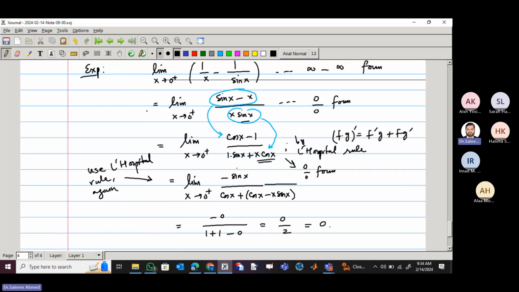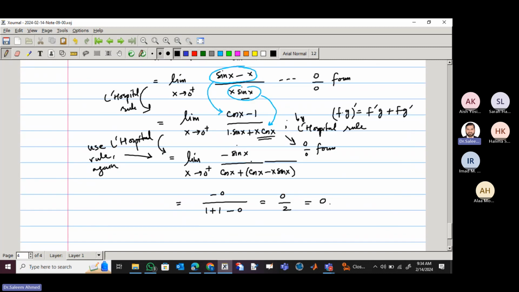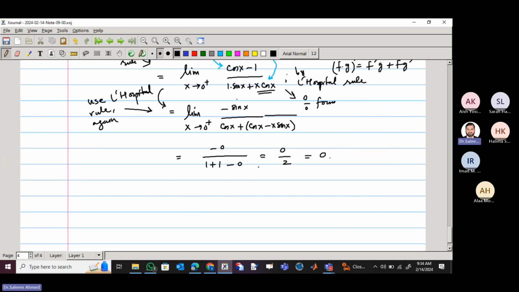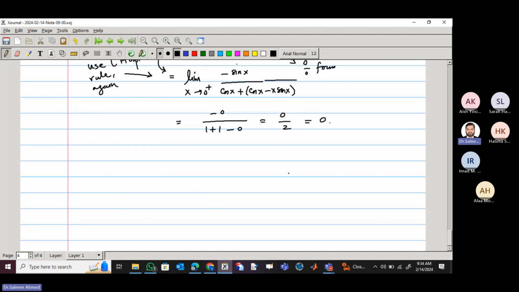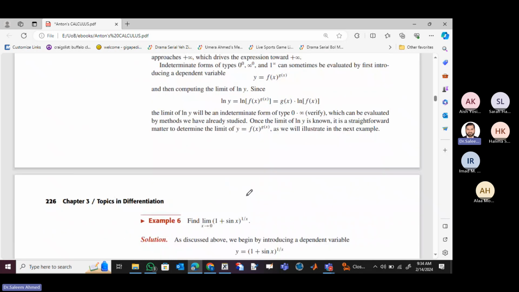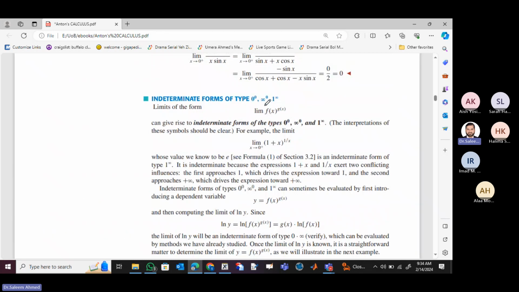Okay, so from here to here, I used L'Hopital's rule, right? And again, from here to here, I again used L'Hopital's rule. The reason is when I used L'Hopital's rule once, it again gave me the 0 by 0 form. So I can again use L'Hopital's rule. You can use it as many times as possible, no issues. All right, so I think this is okay.